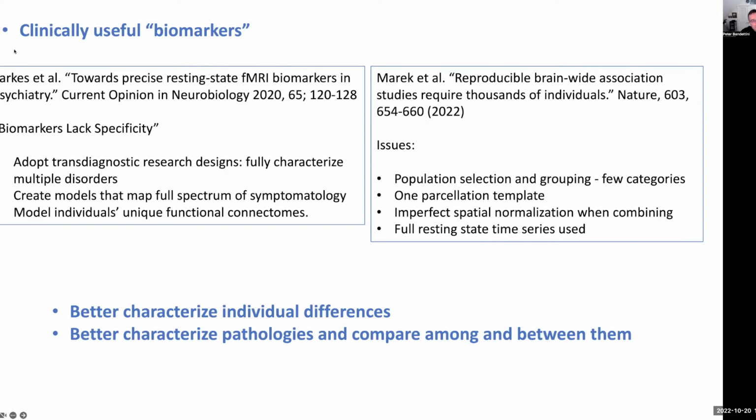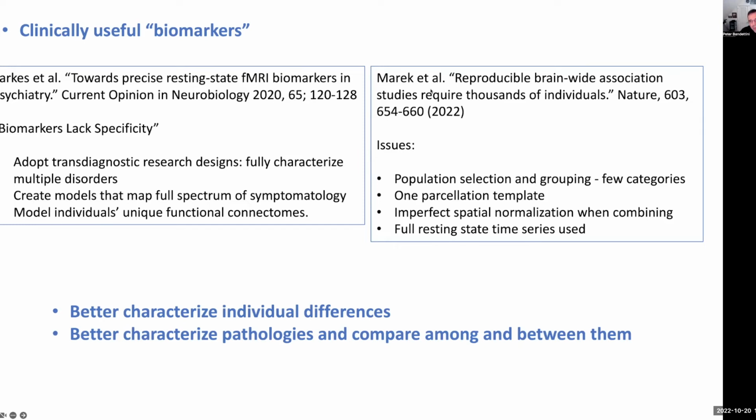So they recommended you adopt transdiagnostic research designs: make a wide spectrum of diagnoses, pool the data together based on how they overlap in terms of the dimensions of their disorders or not, and then create models that map this full spectrum, and then model each individual's unique functional connectome. Each one, you have to model that. That's a tough challenge, but that's the way forward.